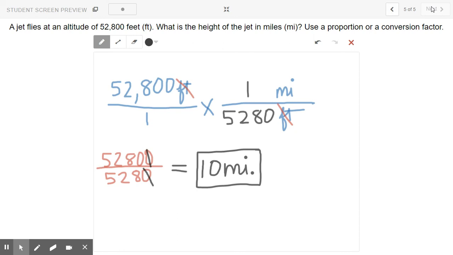52,800 feet times. I know I have to put feet on the bottom, miles on top, so that the feet could cancel out. The relationship is 1 mile is 5,280 feet. Cancel out the feet. When I multiply across, we get 52,800 divided by 5,280. I realized I could cross out the end zeros. And when you divide 5,280 by 528, the answer is 10. So it's 10 miles. Feel free to go back and try any of these problems again.